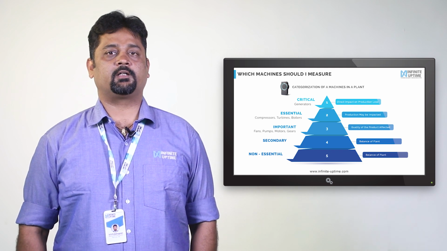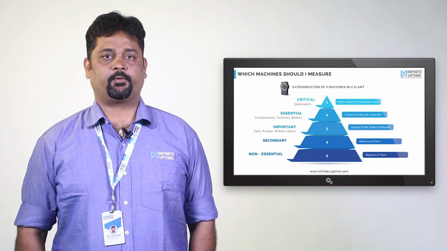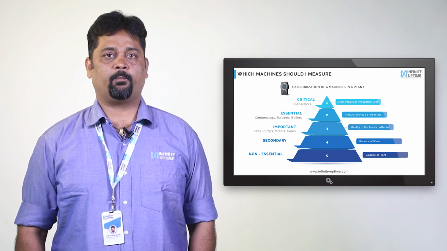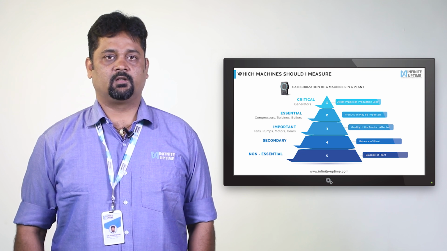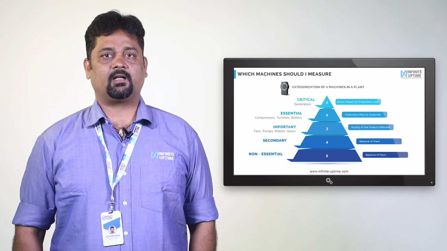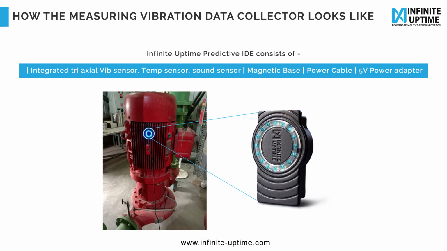Third is important group. Equipment that affects the quality of the product produced or which is in continuous operation and for which no backups exist. Fourth, secondary group. Equipment that is run in backup condition. Now, with Infinite Uptime's IoT-based devices, it's economically ideal to measure them every week or even daily as required.